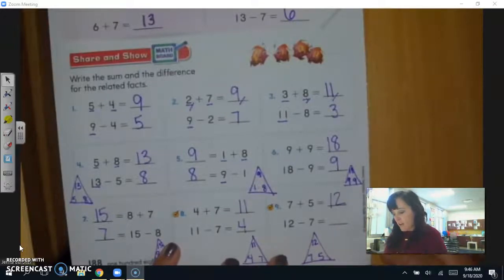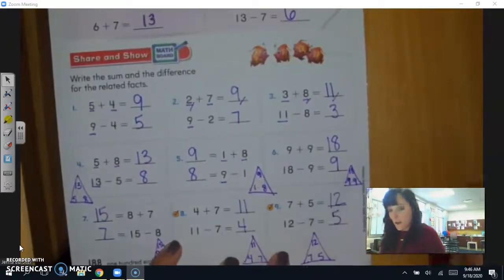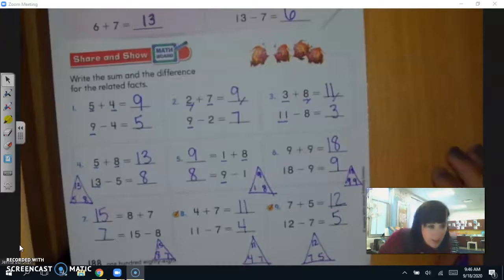12 minus 7, again, I can use my triangle. The number that's left from their fact family is 5.